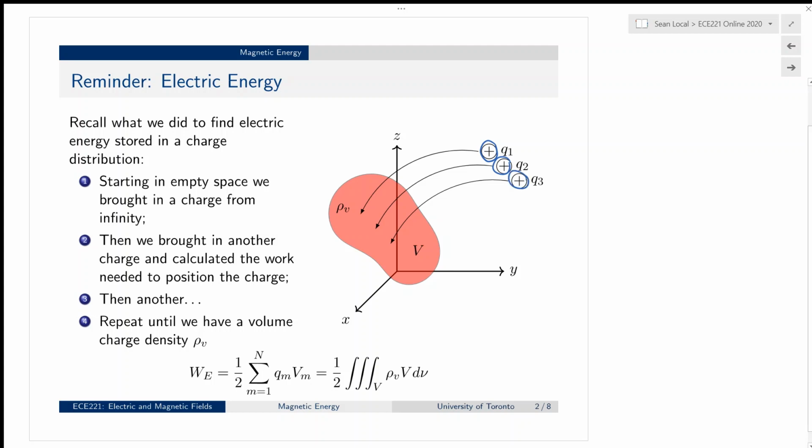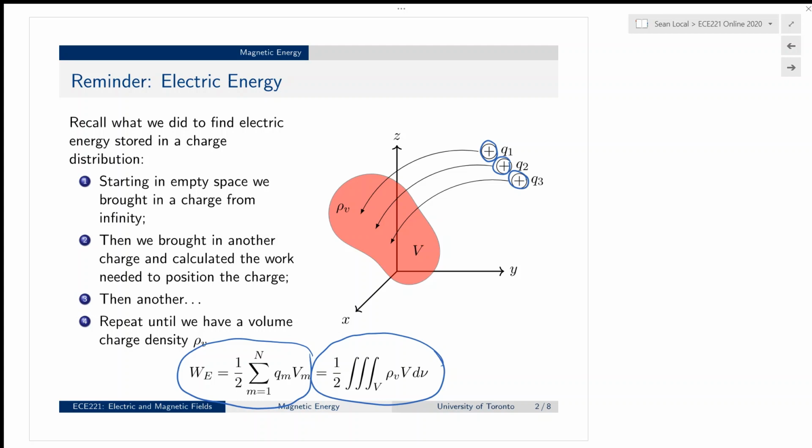Then when we brought in Q3, charges Q1 and Q2 were producing an electric field jointly due to superposition, and so there was some additional work required to bring in Q3 once Q1 and Q2 were already there. And we repeated this process many times, which gives us the result that we see over here for a discrete charge distribution. Or if we add so many charges that the discrete charge distribution becomes continuous, then we end up with this relation over here. So this is how we calculated stored electric energy in a volume V, or in a discrete charge distribution.